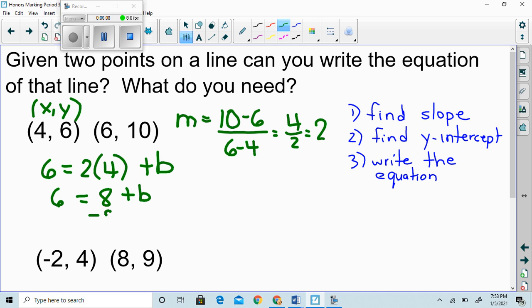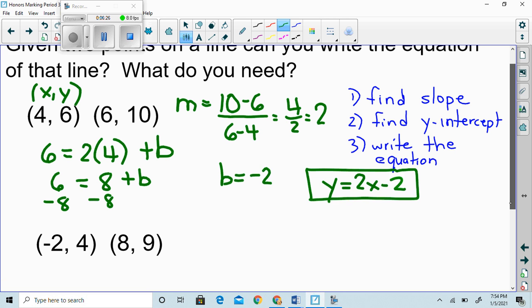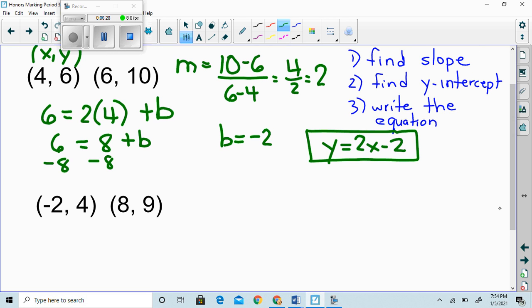We simplify, and then we isolate b, and we find that b is equal to -2. We can write the equation now because we have everything we need. y is equal to 2x minus 2. Let's try one more of this type.